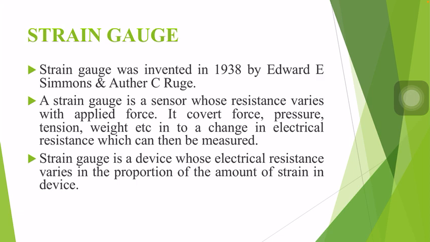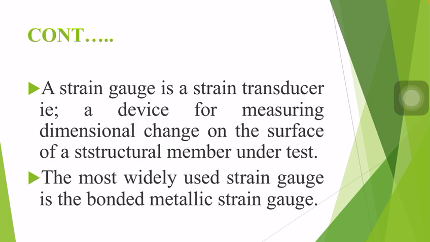A strain gauge is a device whose electrical resistance varies in proportion to the amount of strain in the device. A strain gauge is a strain transducer, that is, a device for measuring dimensional change on the surface of a structural member under test. The most widely used strain gauge is the bonded metallic strain gauge.